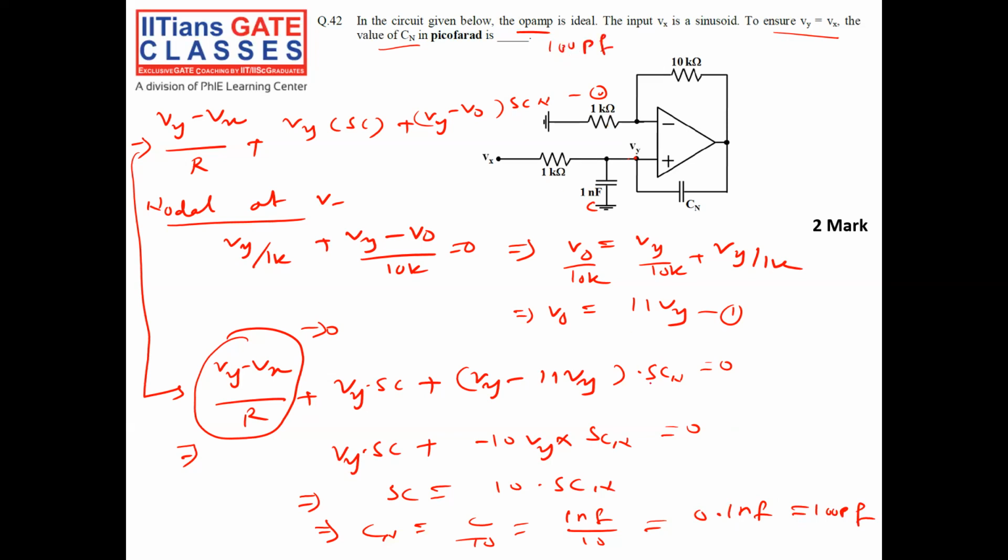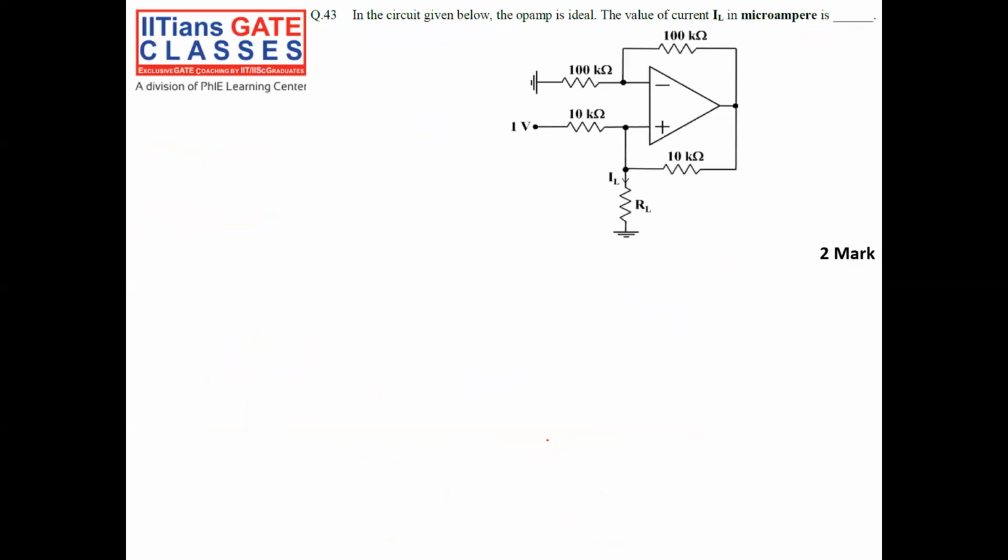So, very easy question. This is the next question. In this question, in the circuit given below, the op-amp is ideal, then the value of current IL should be how much?